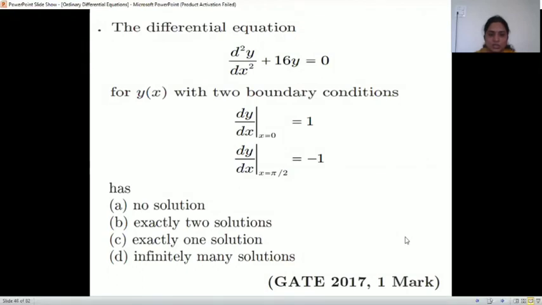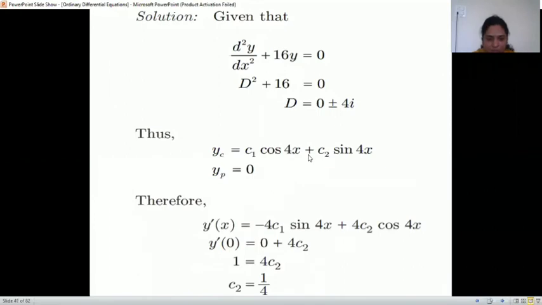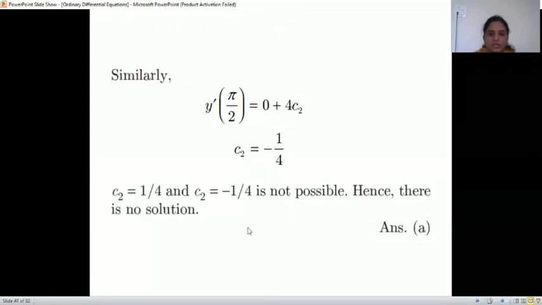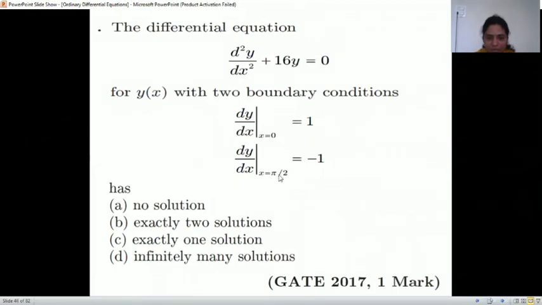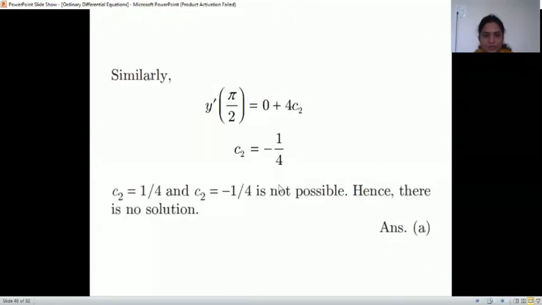And the condition is dy by dx at x is 0 is 1, right? This is your dy by dx and we have to put x is 0 here, right? So put x is 0, we get 4c2 is y dash 0 but it is 1. So c2 is 1 by 4. And using the second condition, put x is pi by 2 and then we get y dash of pi by 2. What is given? dy by dx at x is pi by 2 is minus 1. So it is minus 1 is for c2. So c2 is minus 1 by 4.